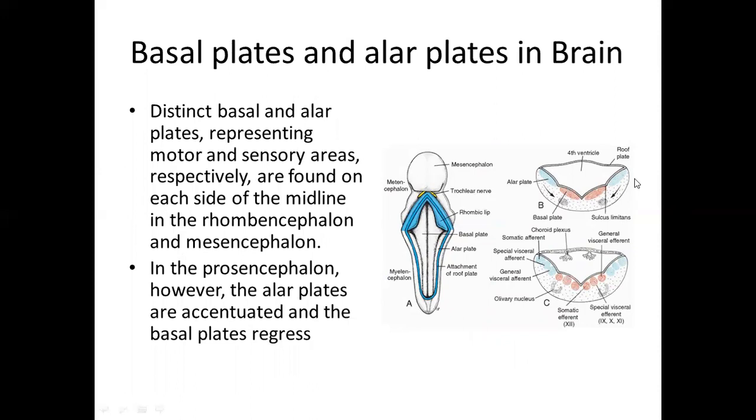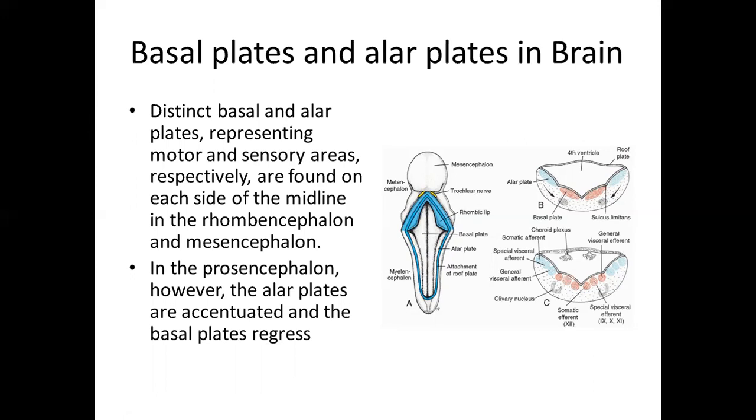Now what happens to the basal plates and alar plates in the brain? The first thing you have to remember is the basal plates in the brain will regress. The alar plates will accentuate in the brain. Second, there is mass migration of the mantle cell layer into the marginal part. So the mantle zone forms the gray matter. That is why in the brain there is a cortical gray matter, because of the mass migration of the mantle cell layer neurons into the marginal layer.